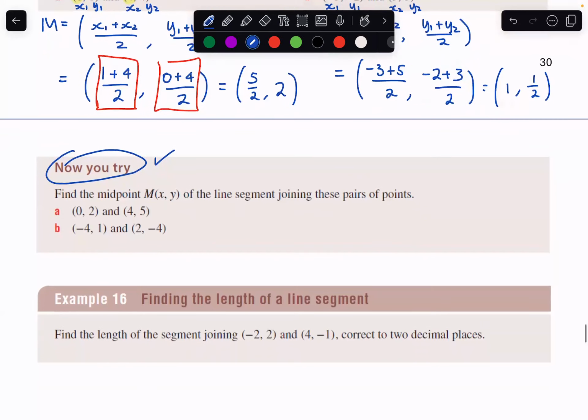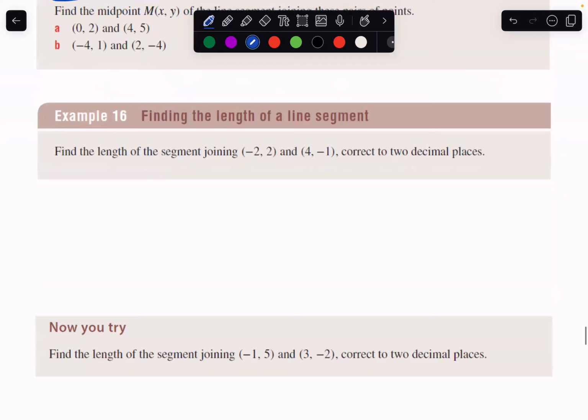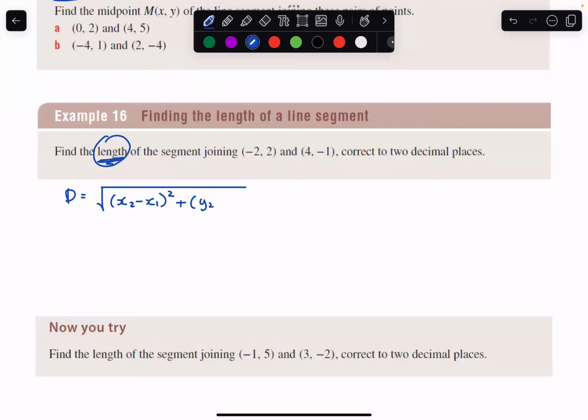Okay, I'll go through example 16 with you guys first. Example 16. Find the length of the segment joining negative 2, 2 and 4, negative 1, correct to 2 decimal places. When you see the length, that means we're going to use the second formula. So write down here first. Distance equals the square root of bracket x2 minus x1 to the power of 2, plus y2 minus y1 to the power of 2, okay?